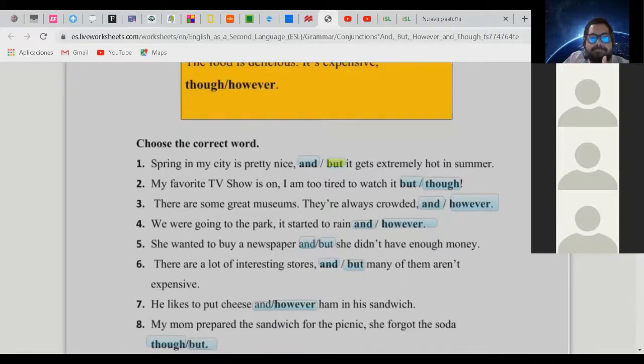Yes, guys. You're correct, Ali. So look at it, but it gets extremely hot in summer because we're making a contrast, guys. Let's take a look at number 2.